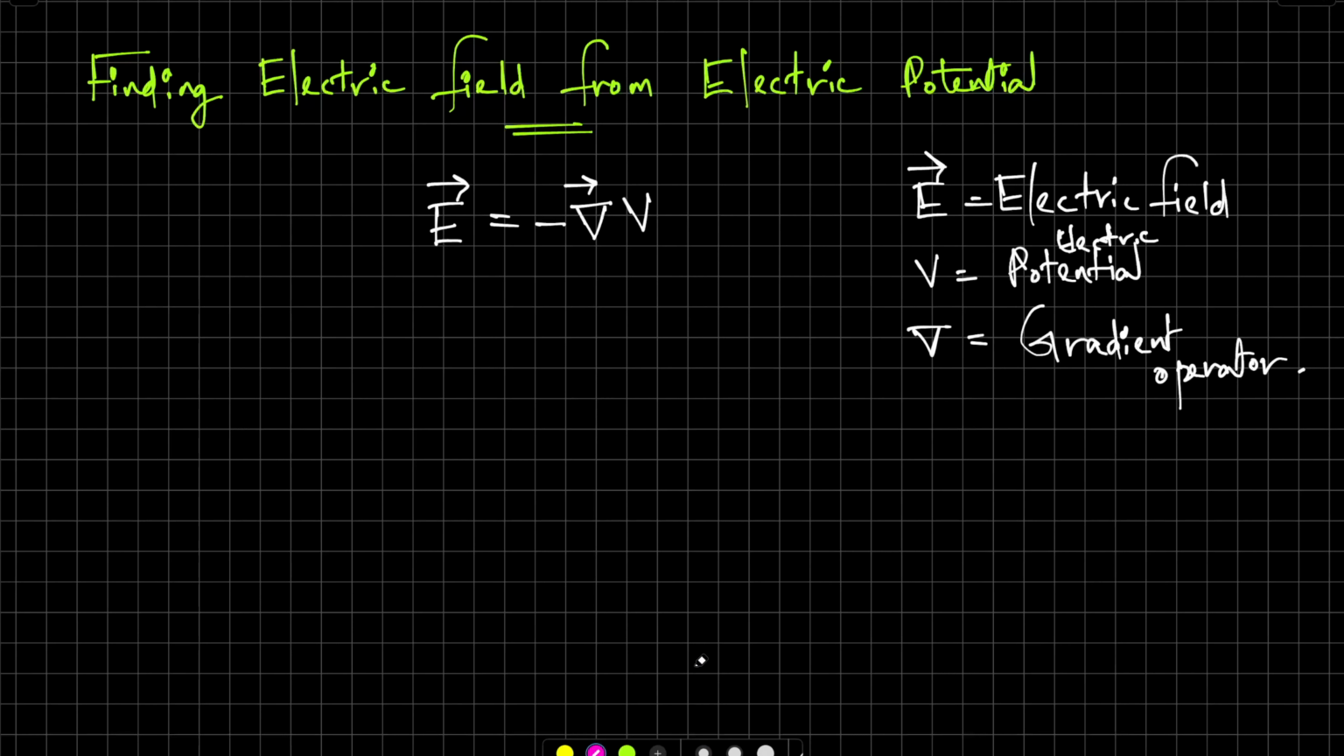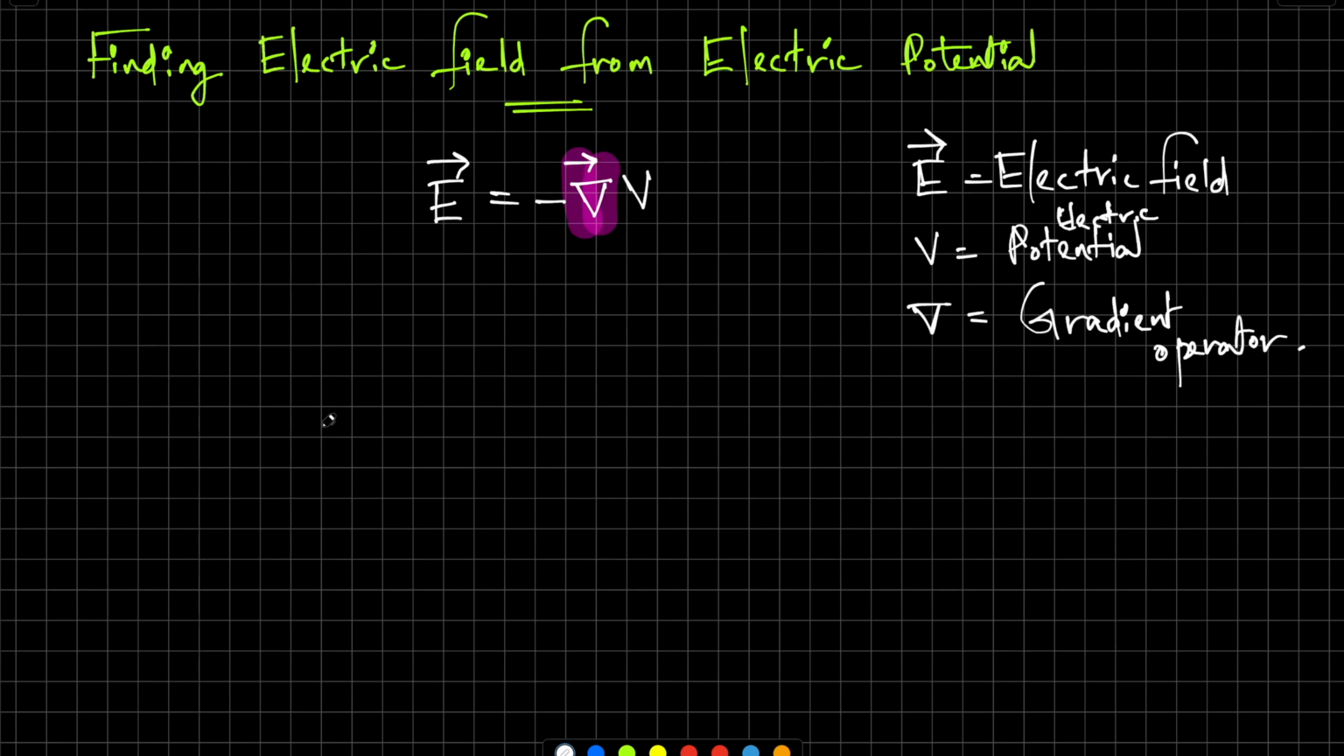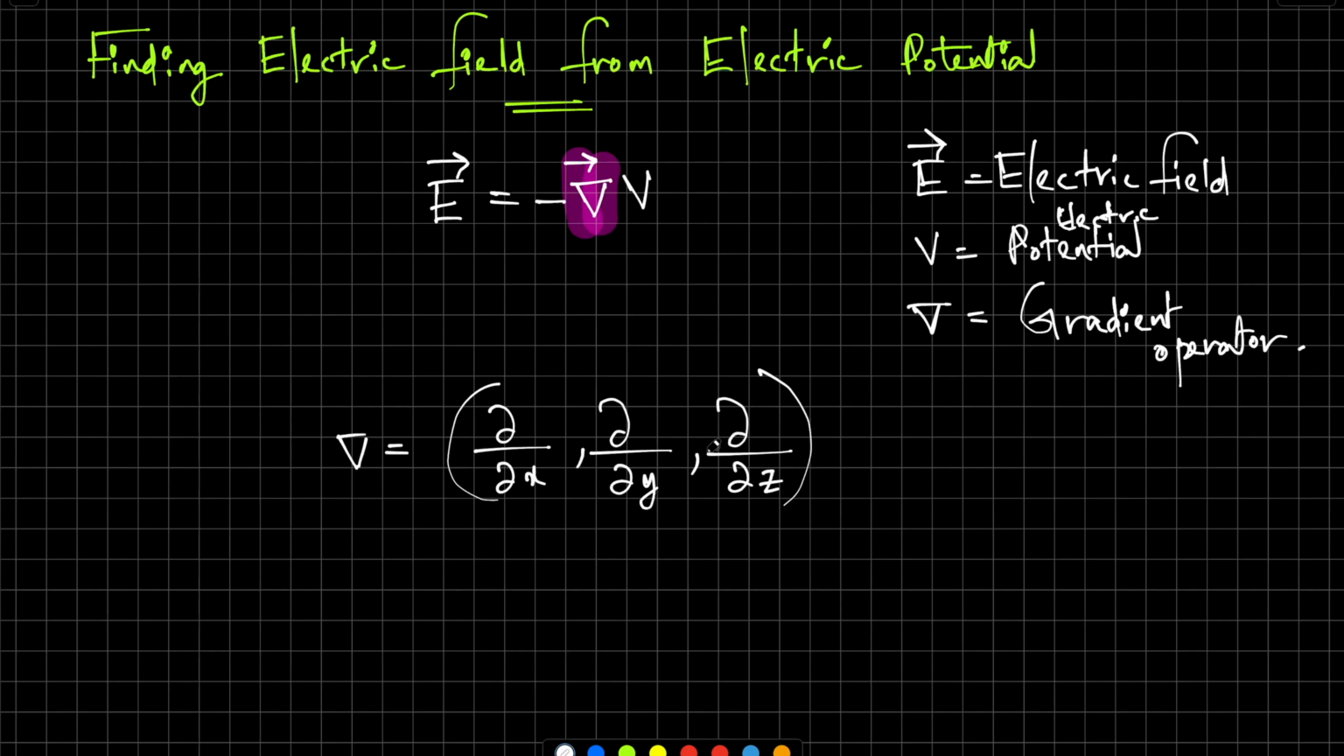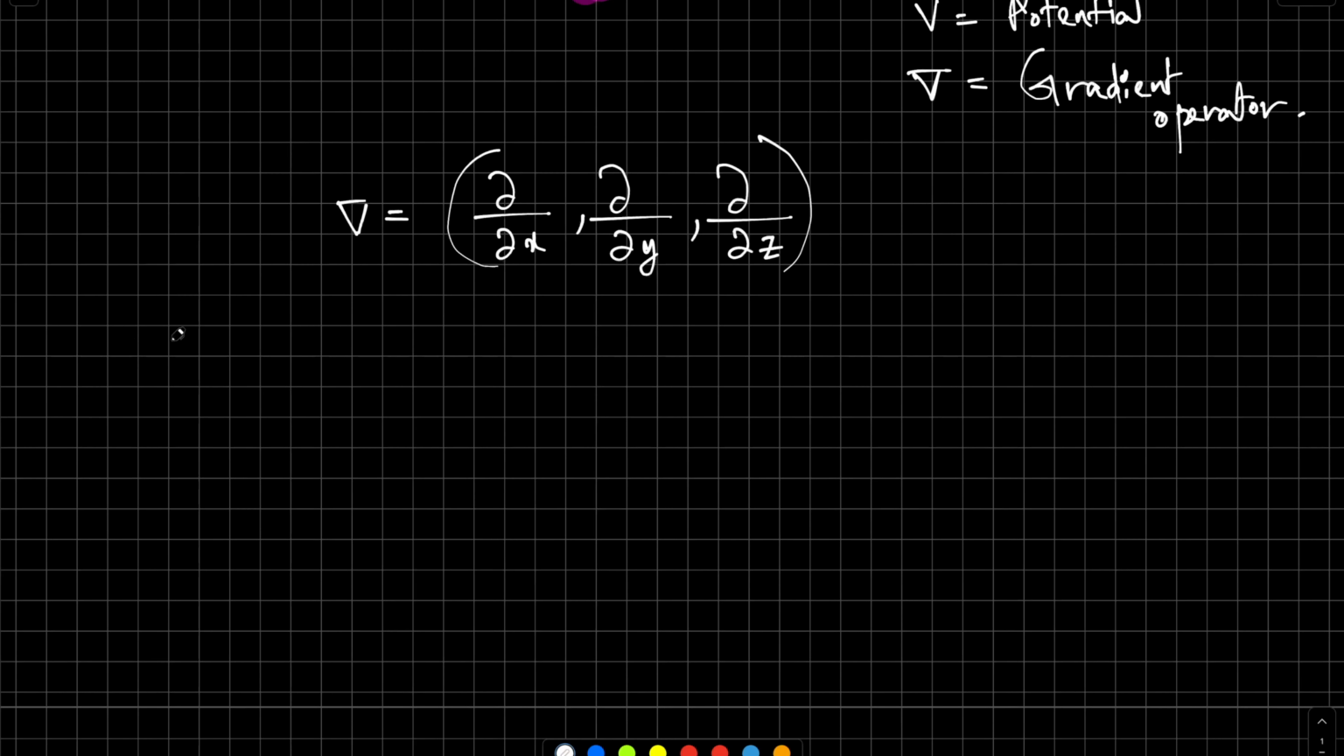Let's talk about this operator, gradient operator. Del is defined as partial derivative with respect to x, comma, partial derivative with respect to y, partial derivative with respect to z. Let's see how to find partial derivatives.